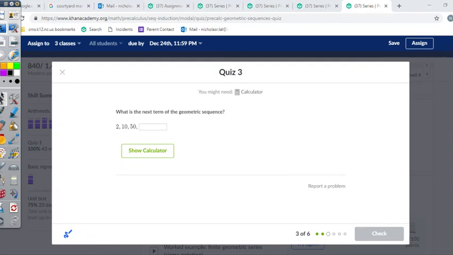What is the next term in the sequence? Our common ratio here is going to be 5. 2 times 5 is 10. 10 times 5 is 50. 50 times 5 is going to be 250. So 5 times 5 is 25. 50 times 5, add the 0, 250.